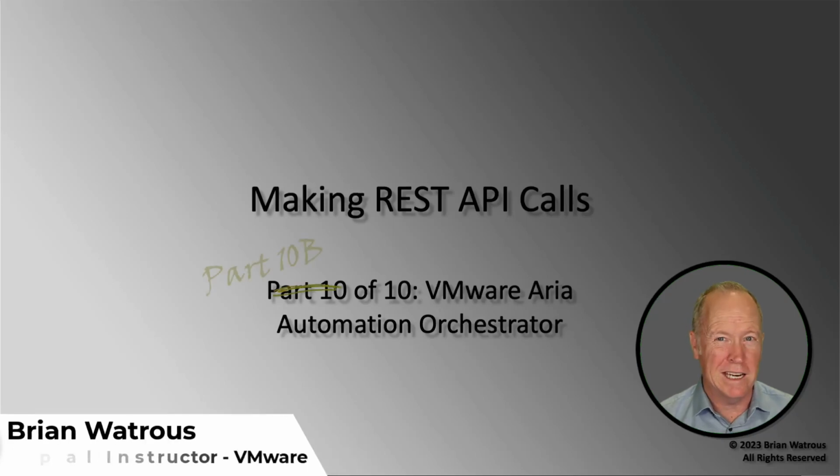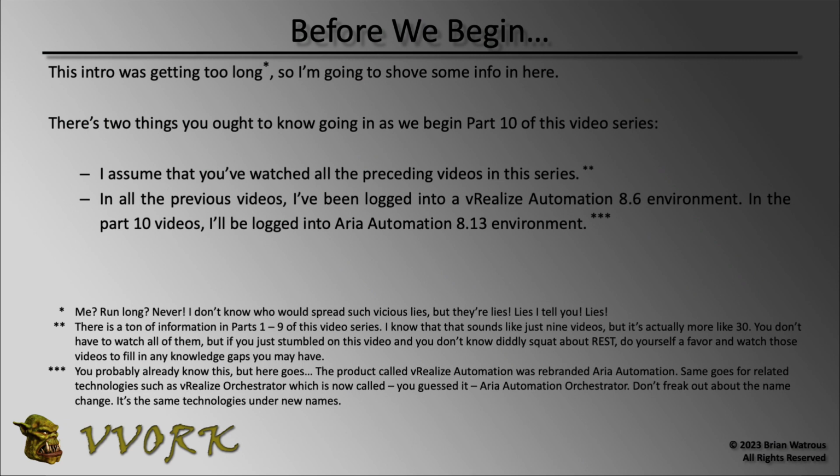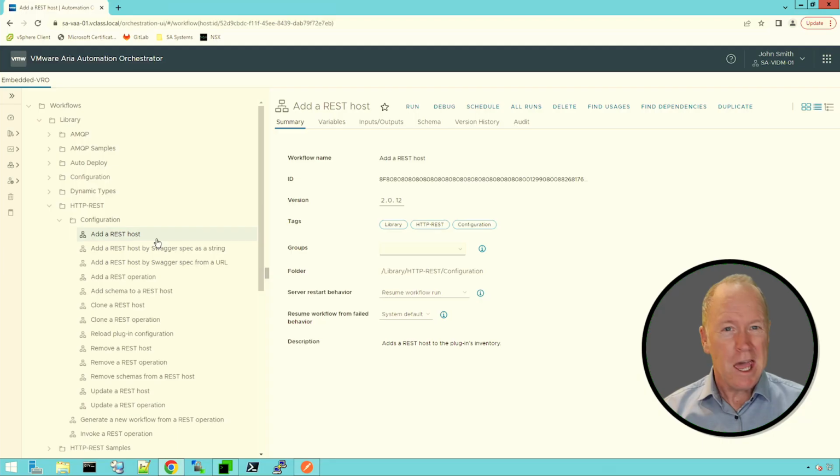This is part 10 in a 10-part video series in which we're exploring how to make REST API calls. Here in part 10, we're going to be looking specifically at Orchestrator. In the previous video, we saw how to add a REST server to Orchestrator.